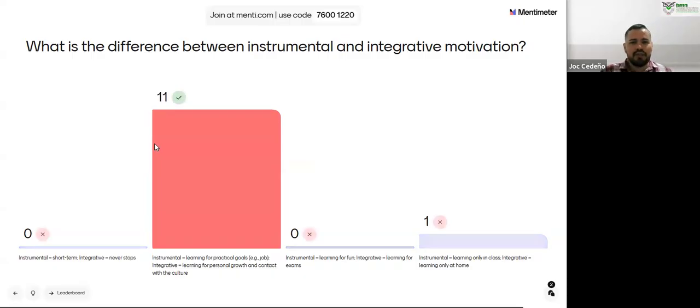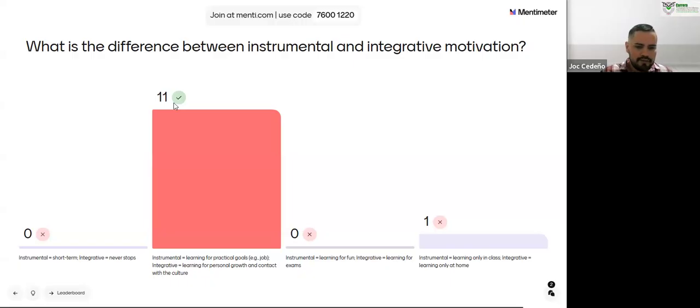What is the difference between instrumental motivation and integrative motivation? Those are two types of motivation. Instrumental refers to having a motivation to learn for practical goals. For example, you learn this vocabulary because you're going to be a teacher. That's a practical goal. Or you learn this structure because you need to be prepared for a scholarship interview or for a job interview. That's instrumental.